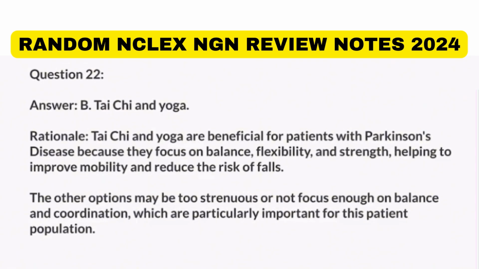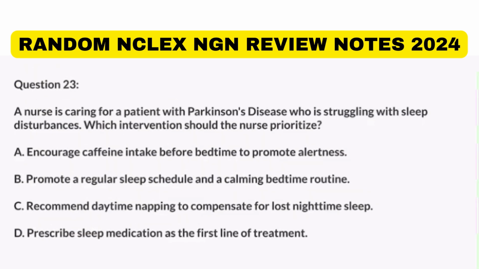Rationale: Tai Chi and yoga are beneficial for patients with Parkinson's disease because they focus on balance, flexibility, and strength, helping to improve mobility and reduce the risk of falls. The other options may be too strenuous or not focus enough on balance and coordination, which are particularly important for this patient population. Question 23.